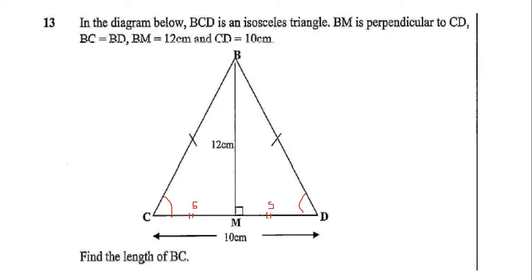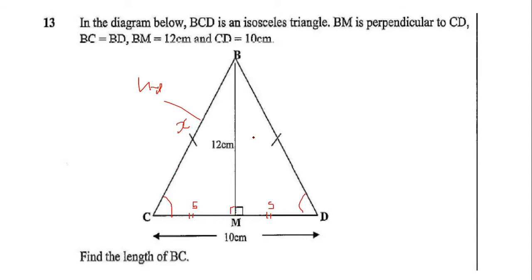Then the question says find the length of BC. So the length of BC here is this one. We're just going to name it X so that we solve for it. All right, so BC here, you realize that since this one is a 90-degree angle, where this thing faces, this one is called the what? The hypotenuse. Okay, so this is the hypotenuse. Then these two become the adjacent sides.